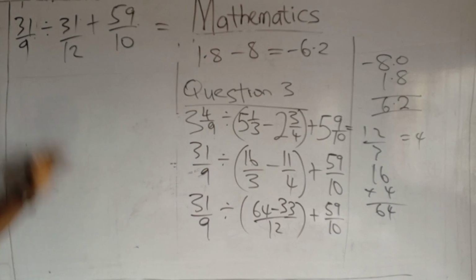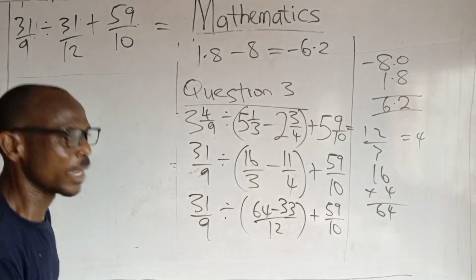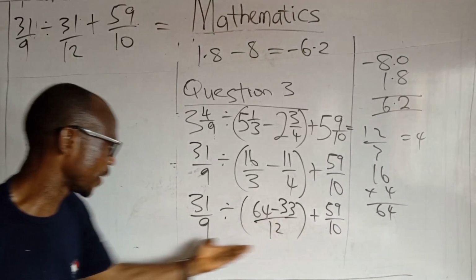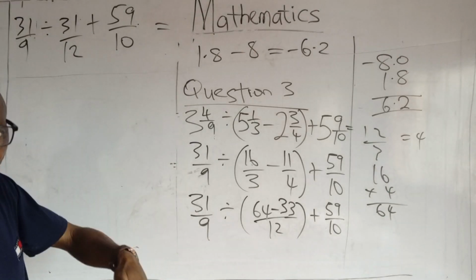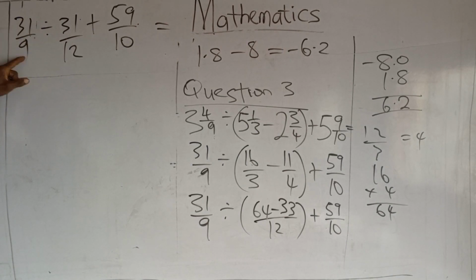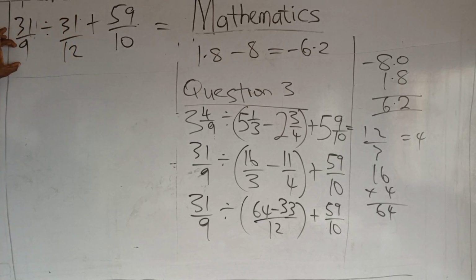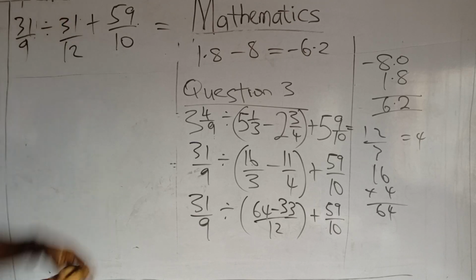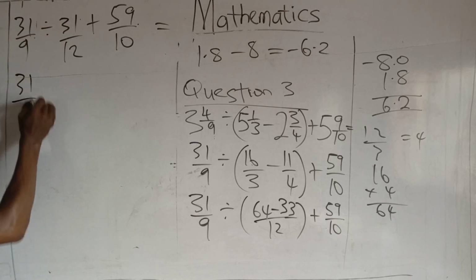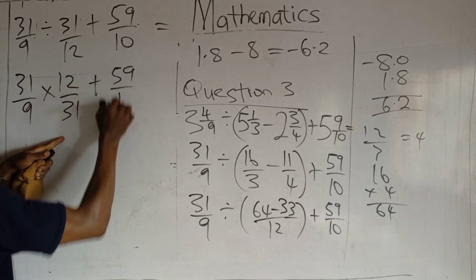So we are now going to the next. In our operation order, after bracket is off, but there is no off in this math, so we go to the next. And what's the next? Division. So we are going to divide. So we are going to say 31 over 9 divided by 31 over 12. Now in carrying out this division, what do we normally do? Change the division sign to multiplication while we invert the value here. So that gives us 31 over 9 times 12 over 31. Then plus 59 over 10.